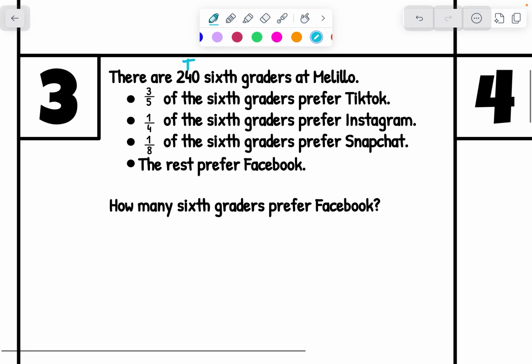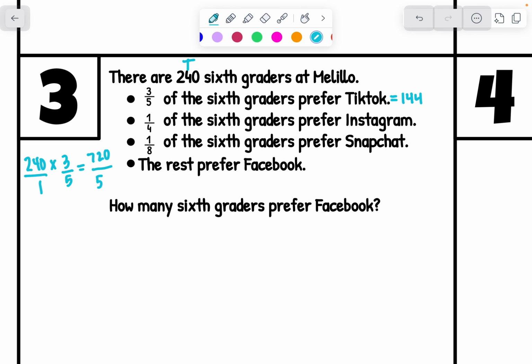I want to find 3/5 of 240. So 240 times 3/5. I'm going to do 240 times 3, which is 720. We're going to divide 720 by 5, which is 144. So that means 144 students prefer TikTok. Now we're going to find a fourth of that. Finding a fourth of 240 is just doing 240 divided by 4. So 240 divided by 4 would be 60. So that means 60 prefer Instagram.